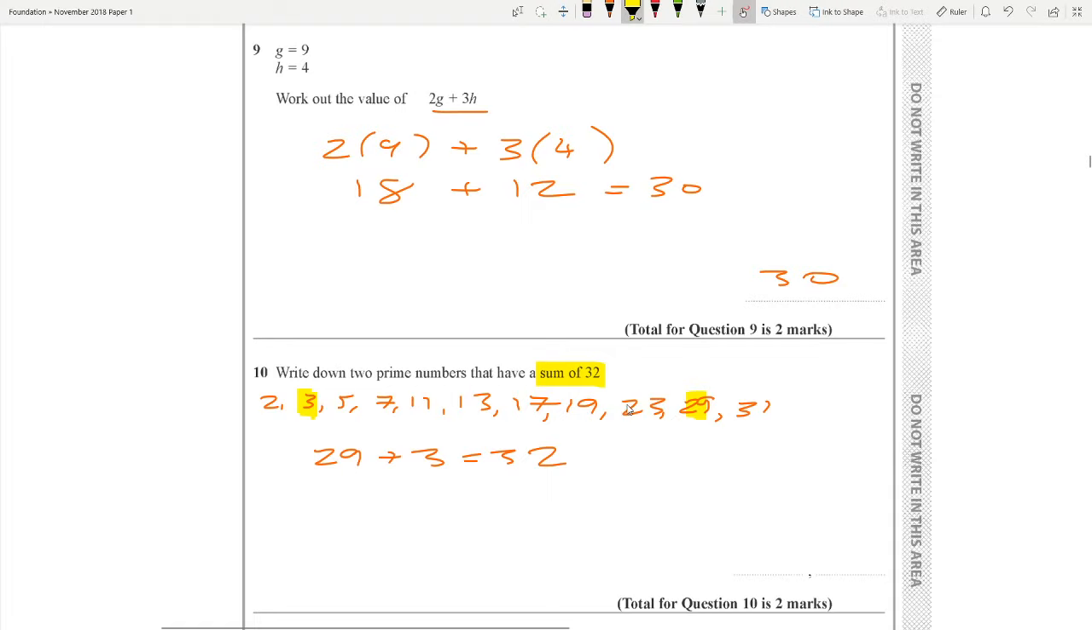Have a look. If you think you know, let me know in the comments. Is there any other pair of prime numbers that give you a sum of 32?